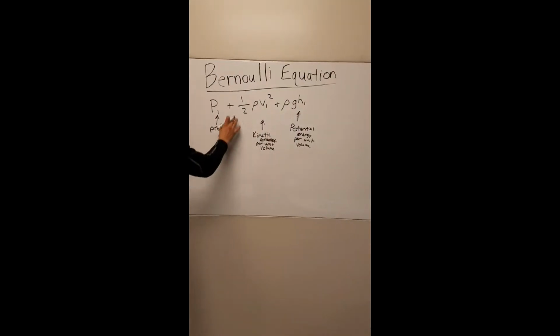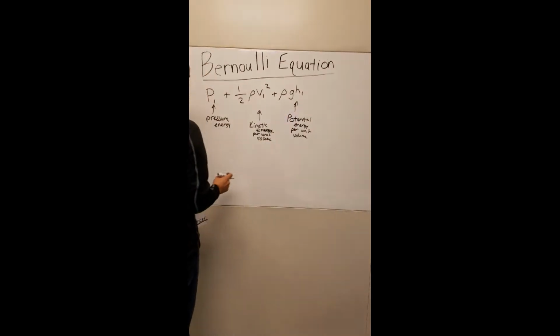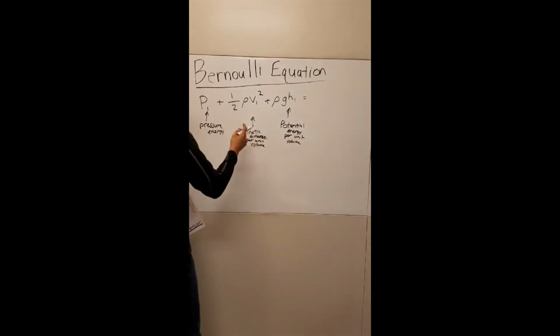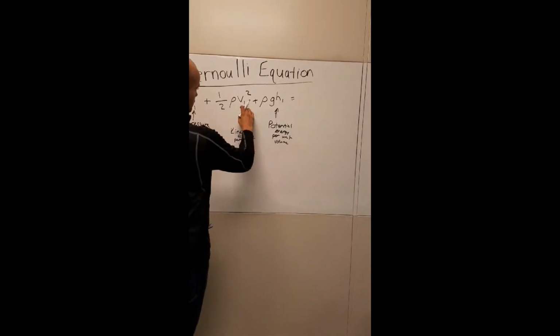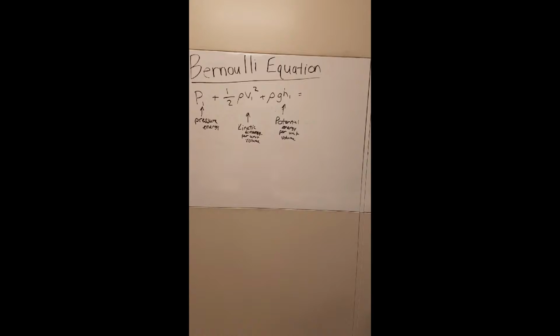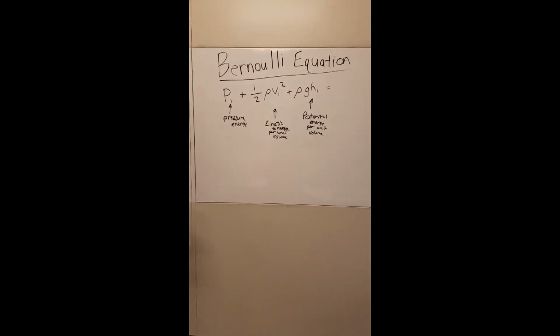So you have your pressure energy plus your kinetic energy per unit volume plus the potential energy per unit volume is equal to the same thing, but instead of P1 it'll be P2, instead of V1 it'll be V2, and h1 will be h2. And that satisfies the idea that the energy per unit volume before is equal to the energy per unit volume after.